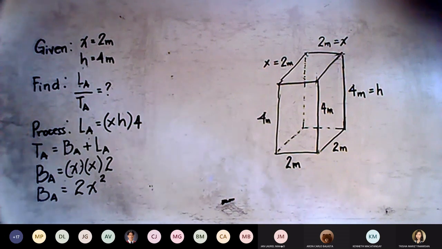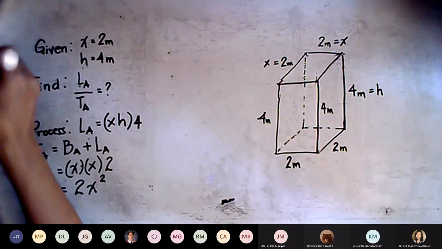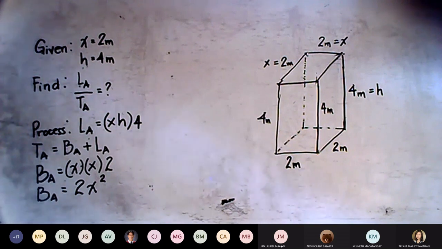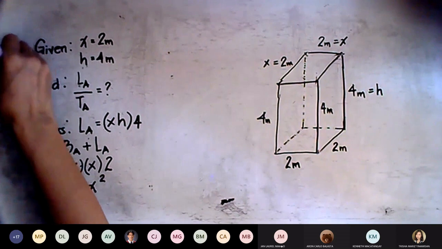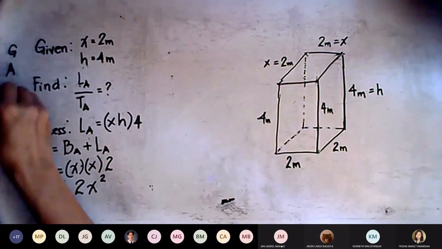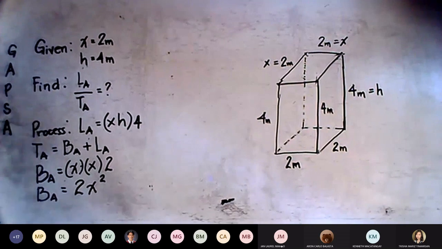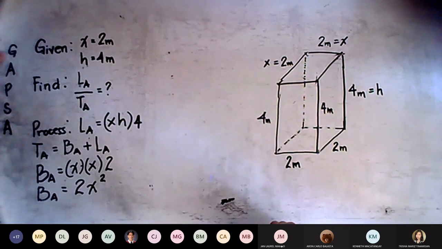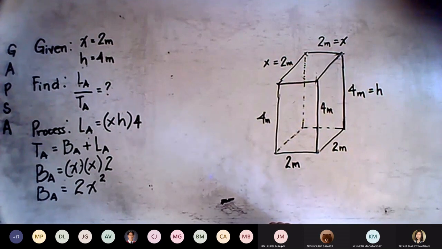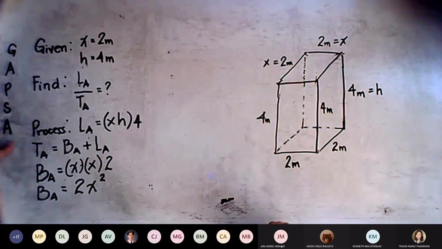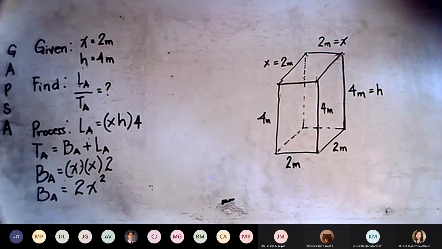Right. So let me continue. By the way, in solving any worded problem, you can make use of the scientific procedure, the GAPSA procedure, wherein you identify all the given and what is being asked of you. Then from the given data and the unknown data, you find the most appropriate formula. After that, you show your solution, and of course, you indicate your answer with the correct unit.